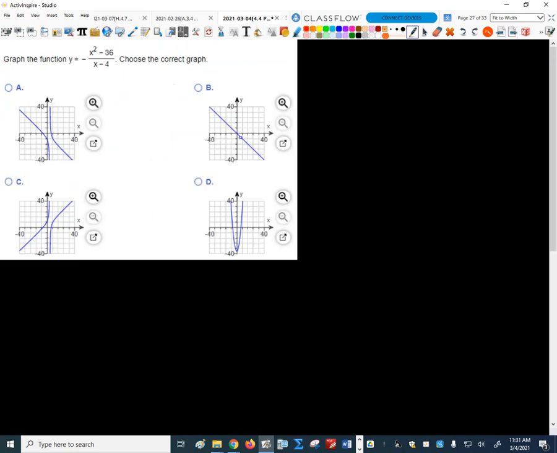Oh. This is a different function, so I don't know what's going on here. You would pick the one that's the right graph. None of these apply.